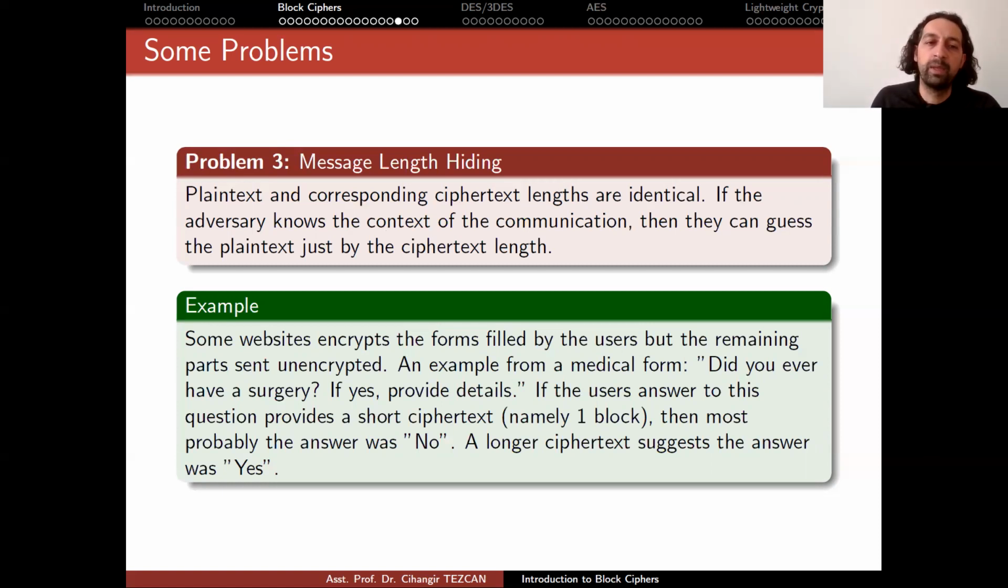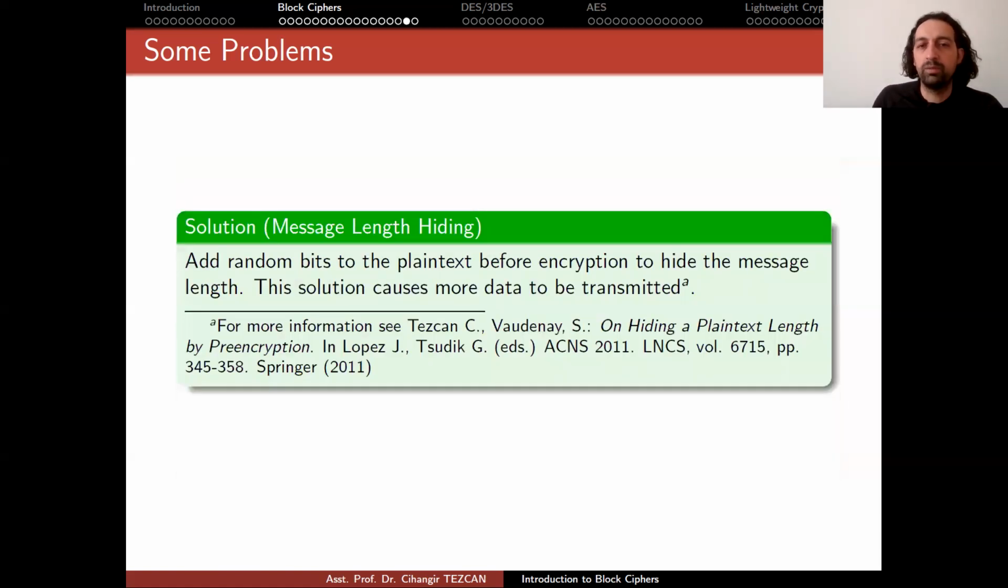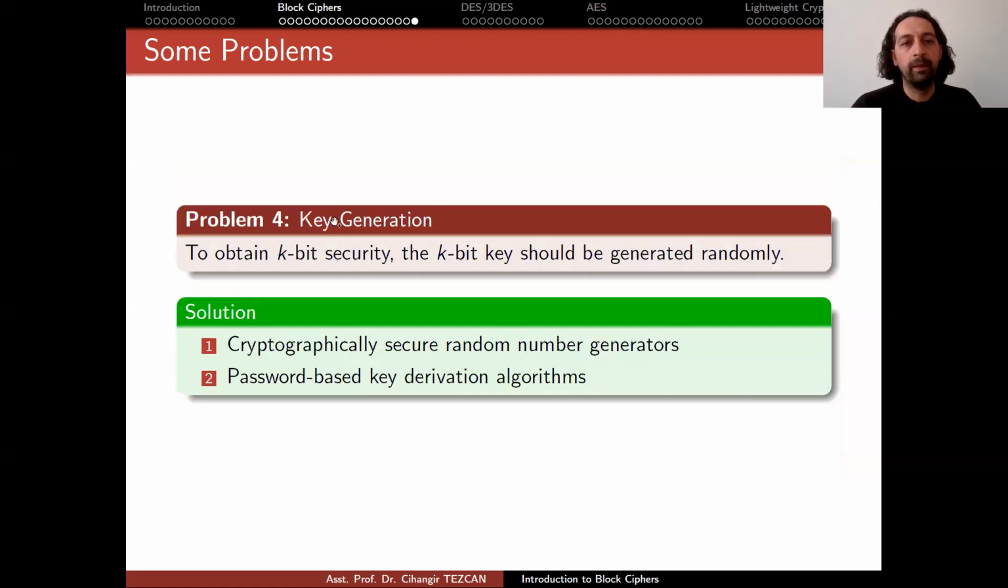And if the message length can leak some information, we have to provide some countermeasures for that. The easiest thing to do is to add random bits to the plaintext before encryption to hide the message length. But of course, this solution causes more data to be transmitted. We did a work years ago on this topic, and you can check how many added bits provide how much security from that paper that we wrote like 10 years ago.